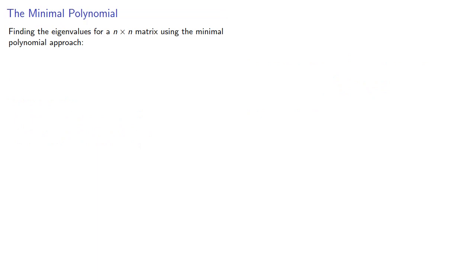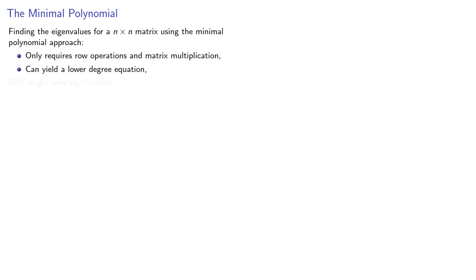Finding the eigenvalues for an n by n matrix using the minimal polynomial approach only requires row operations and matrix multiplication, and can yield a lower degree equation, and so it is in fact significantly easier to implement. But you get what you pay for, and in this case you might miss eigenvalues.